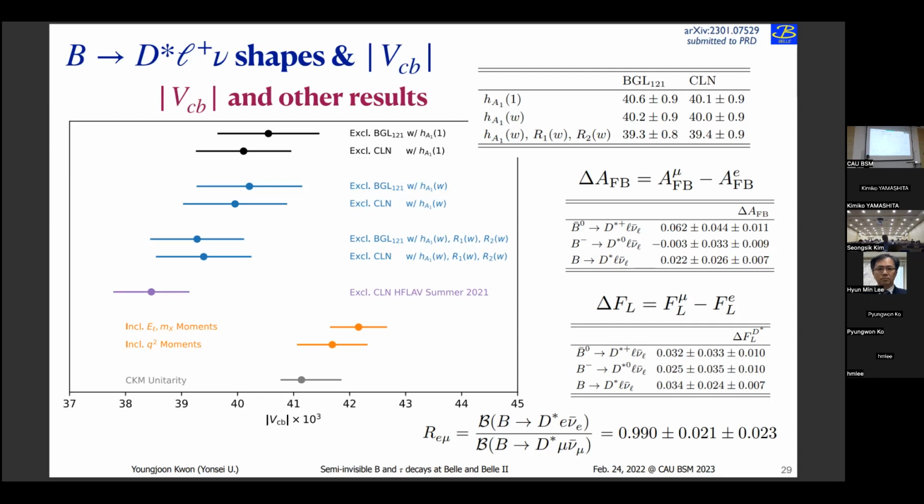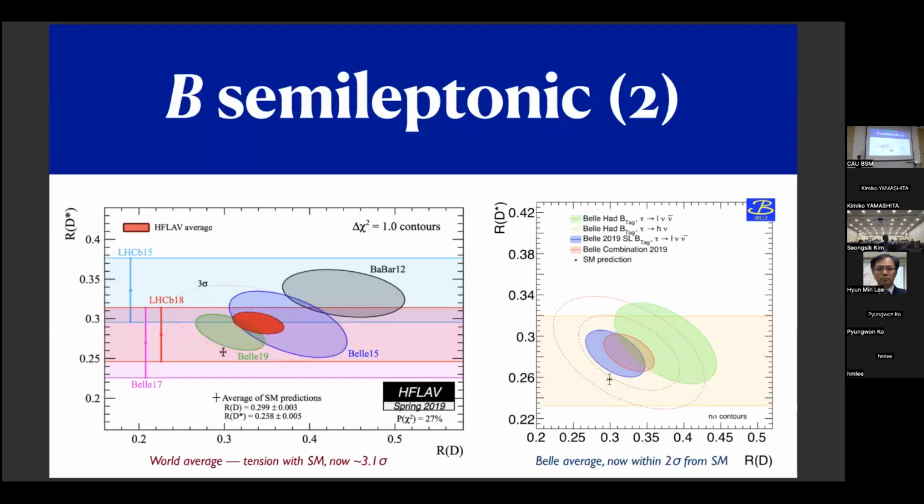And finally, we also measure the ratio of B to D star E nu over B to D star mu nu. This is again lepton flavor universality. And in all these cases, everything is consistent with zero, that means lepton flavor is universal, and one, that is again lepton flavor is universal. So we don't see any evidence of lepton flavor universality violation in this analysis. Okay, let me move to another BSM leptonity case.